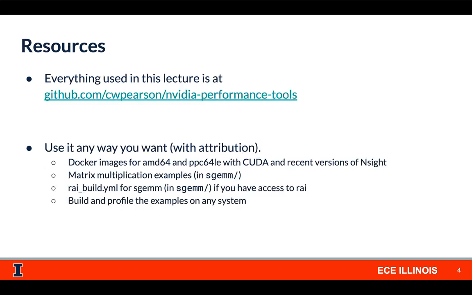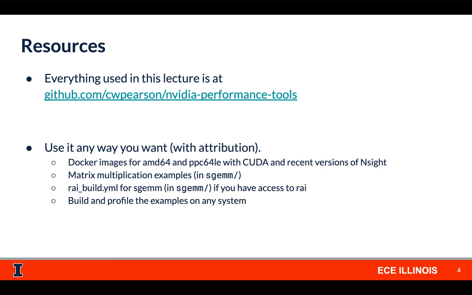Everything that I use in this lecture is available on GitHub. There, you're free to use it however you'd like, whether for this class or in the future. I just ask that if you do use it for some other project or some other way, that you give some kind of attribution just like you would anything else that you do. So this includes showing you how to add the performance tools to Docker images. You can use it as an example. You can use those Docker images for your course project maybe.